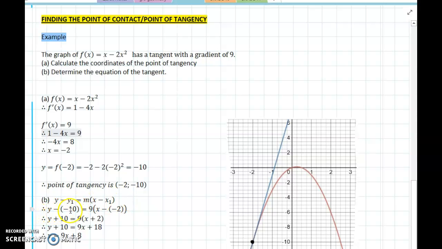So it's y minus y1, which is negative 10. The gradient is 9, and it's x minus x1 there. So you have y plus 10 on the left equal to 9 times, in the bracket, x plus 2. Multiply, get 9x plus 18, subtract 10 on both sides, and my equation of my tangent is y equal to 9x plus 8. And here you can see there's my tangent to the curve at the point x equal to minus 2 and y is negative 10. And there's our line.